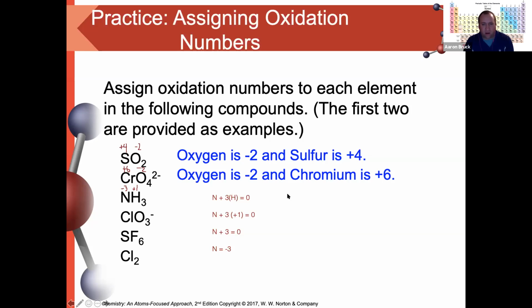Let's look now at the chlorate ion, ClO3-. I've got chlorine plus 3 oxygens is equal to -1. Again, oxygen is usually -2. So that means that I've got chlorine plus -6. To equal -1, chlorine must be +5. And so I can draw a +5 here and a -2 for the oxygen. All right, why don't you try these last two by yourself and see where that takes you.